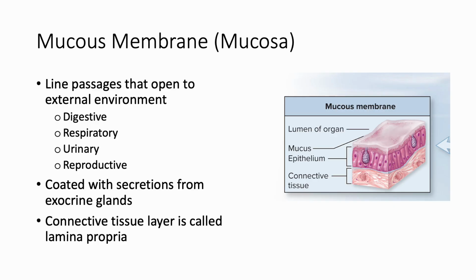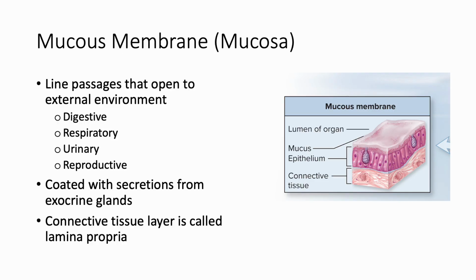So let's start with our mucous membrane or our mucosa. This is going to line passages of our body that are open to the external environment. So that would be our digestive tract, our respiratory system. Those are both open to the external environment, our urinary tract, and our reproductive system. These are called mucous membranes because they get coated with secretions that are produced from exocrine glands that are present in this tissue. In the mucosa, the connective tissue has a special name called the lamina propria.